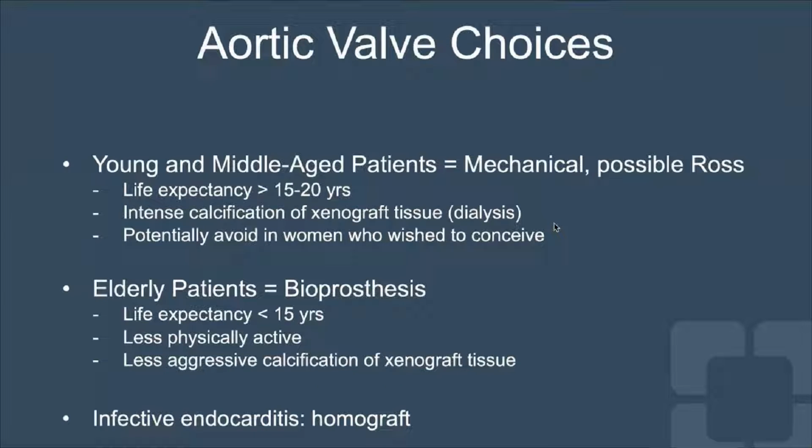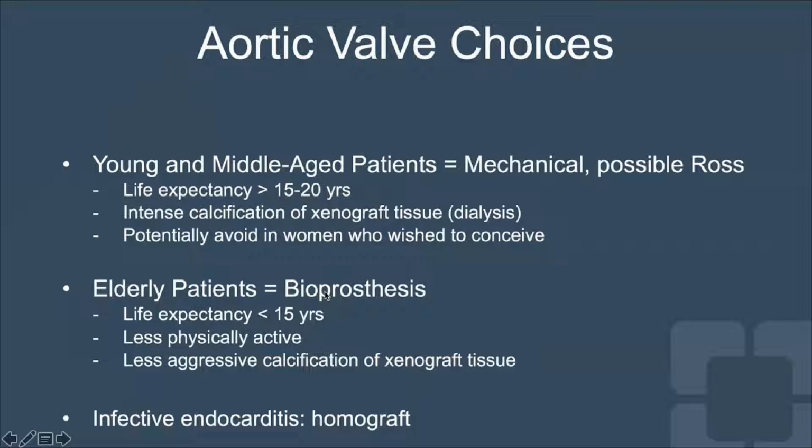So in summary, when you're considering patients who are young and middle age, a mechanical valve is preferred in these patients, and a Ross procedure is also possible in patients who want to avoid taking Coumadin. These are also patients that you expect will have a much longer life expectancy, and also patients who are on dialysis. The bioprosthetic valves tend to fail much sooner in those patients, so mechanical valves may be favored in this group of patients. However, in women who wish to conceive, the Coumadin can be toxic to the developing fetus, so this should be discussed with the patients and potentially avoided in that group of patients.